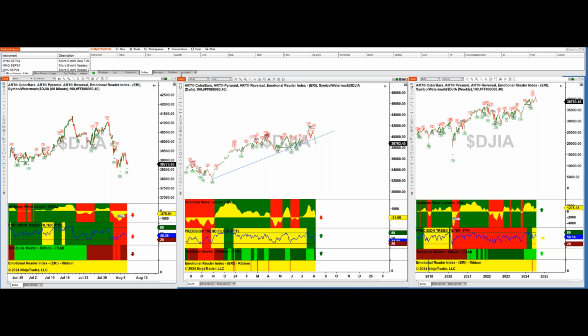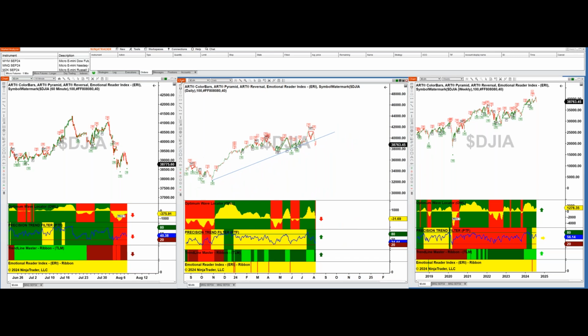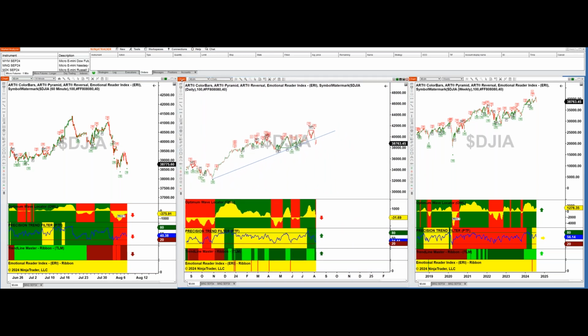So then you just position them. And I like to make the one in the middle a little bigger than the other ones. And so I position that one in the middle bigger. And then for this position type of trading I like to do, I have the 60-minute on the left, the daily in the center, and the weekly on the right.